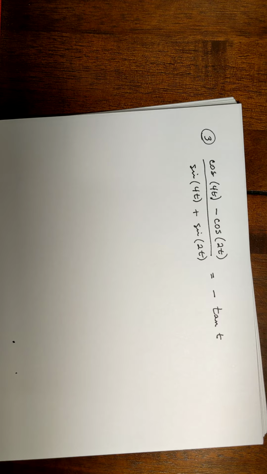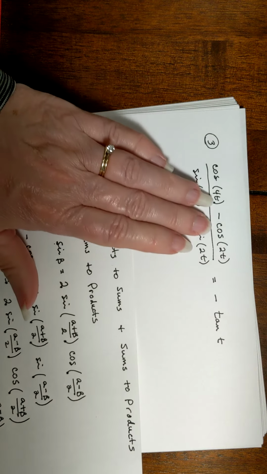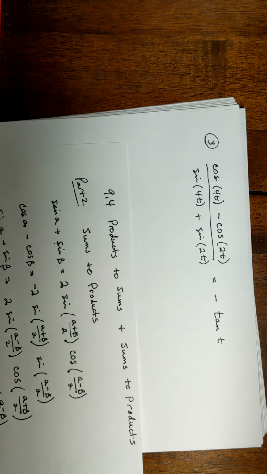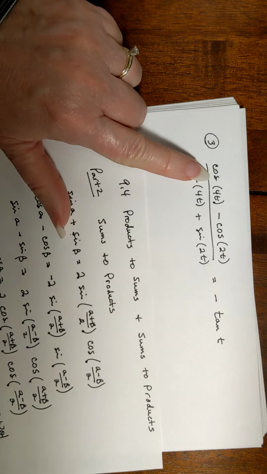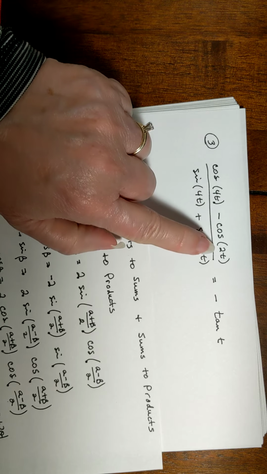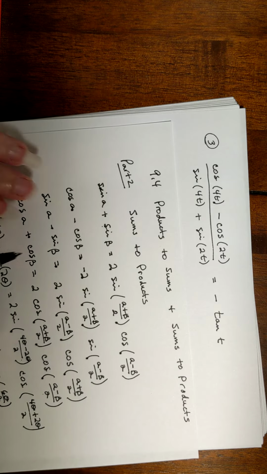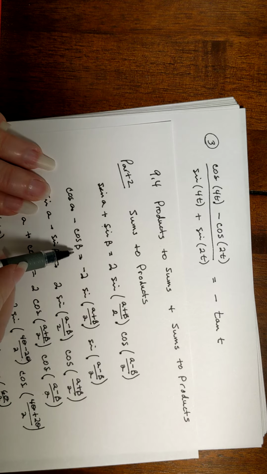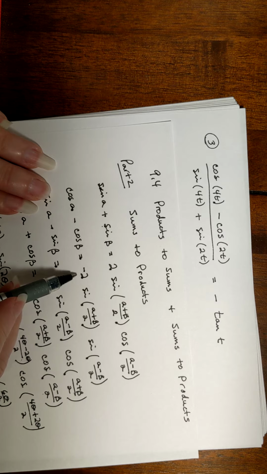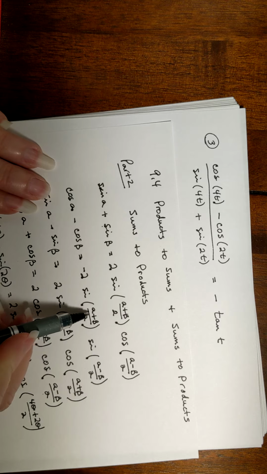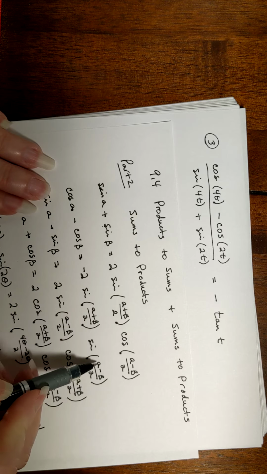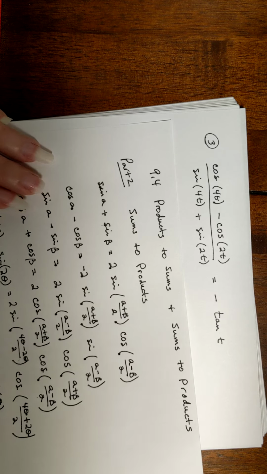So the first thing that I'm going to do is look at my sum to product formula. So sums to product, I've got cosine of A minus cosine of B. So cosine of A minus cosine of B is equal to negative 2 times the sine of A plus B over 2 times the sine of A minus B over 2.